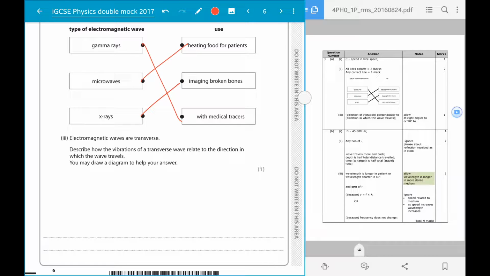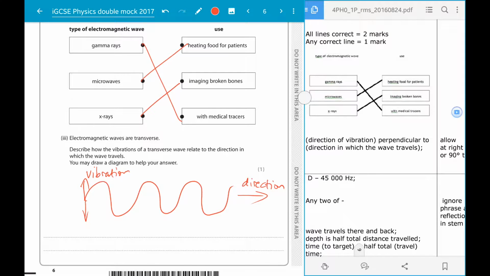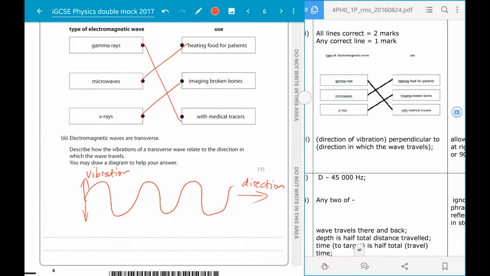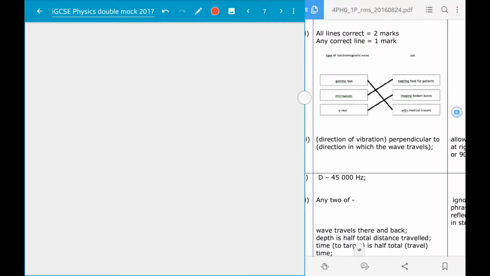Describe how the vibrations relate to the direction of the wave. Well, transverse waves are these squiggly ones like this. So the wave goes in this direction, but the vibrations move up and down. So if you said vibrations go up and down and the wave moves in this direction, you would have got a mark. If you're going to say it in words, you had to say that the direction of vibration is perpendicular to the direction in which the wave travels.